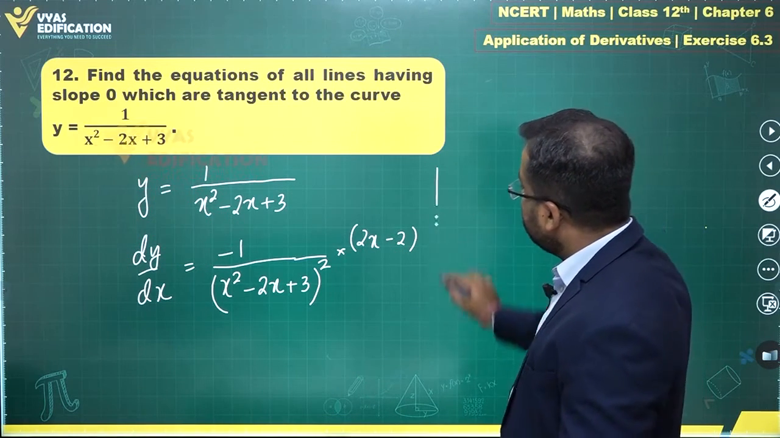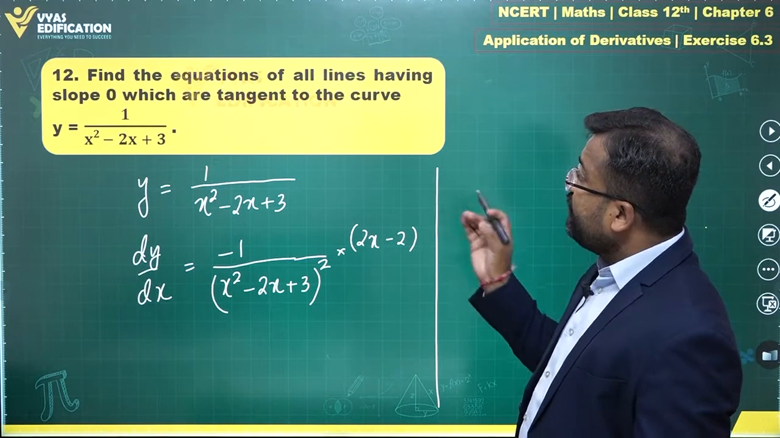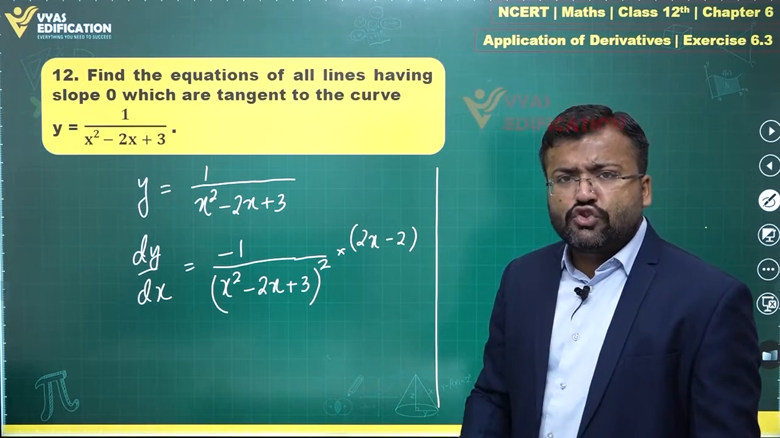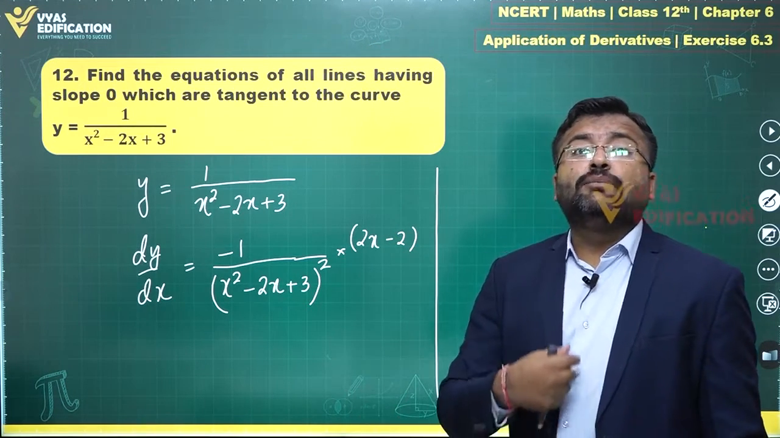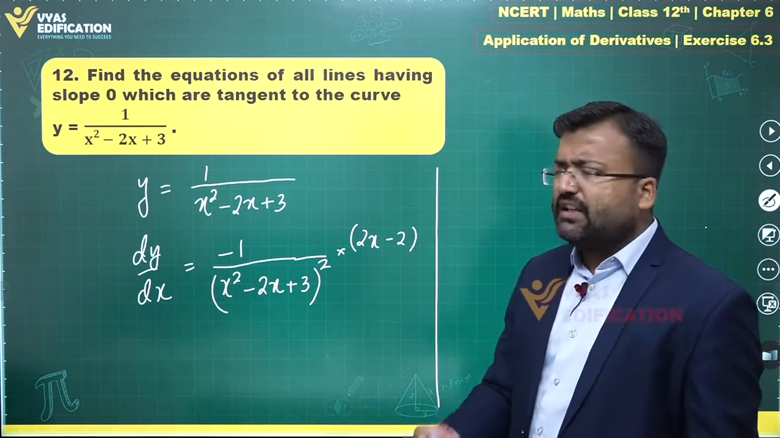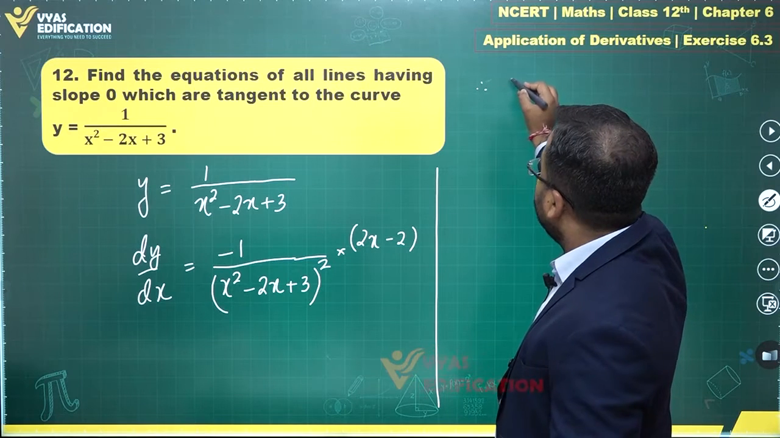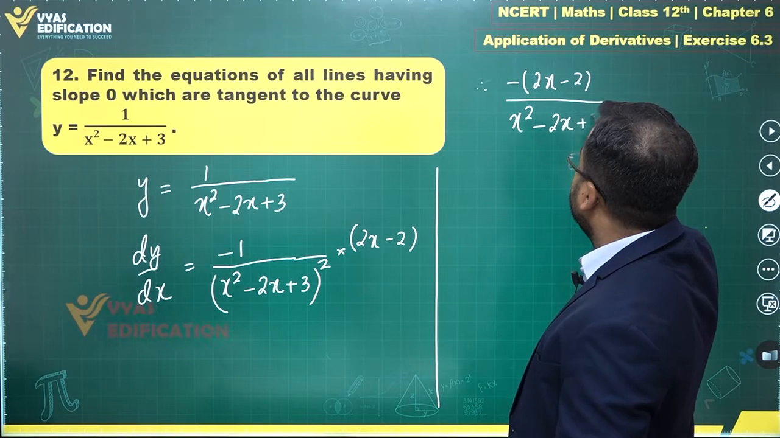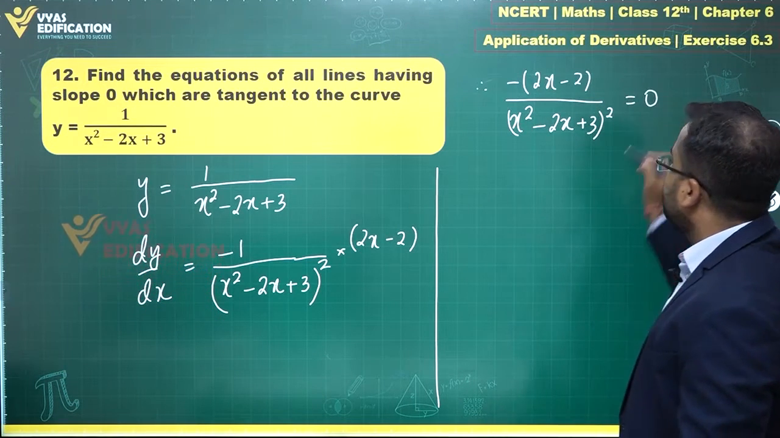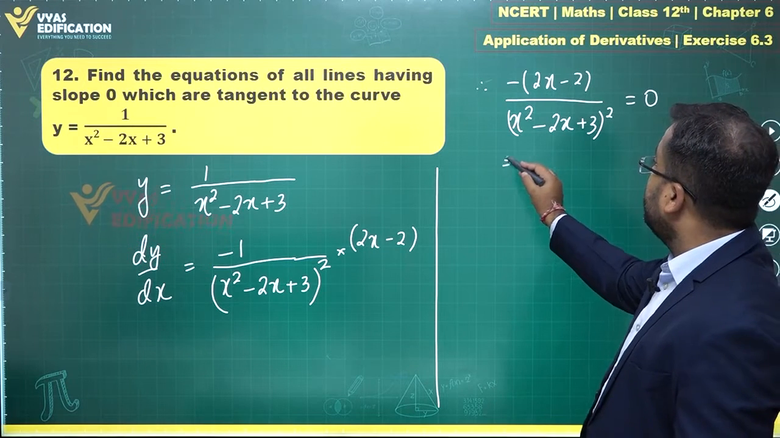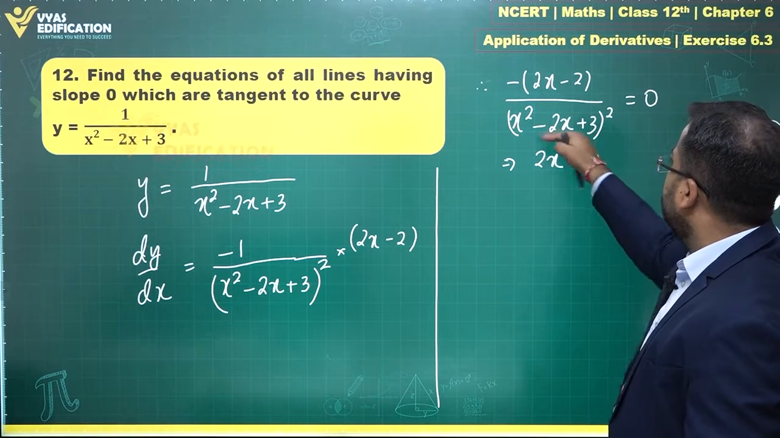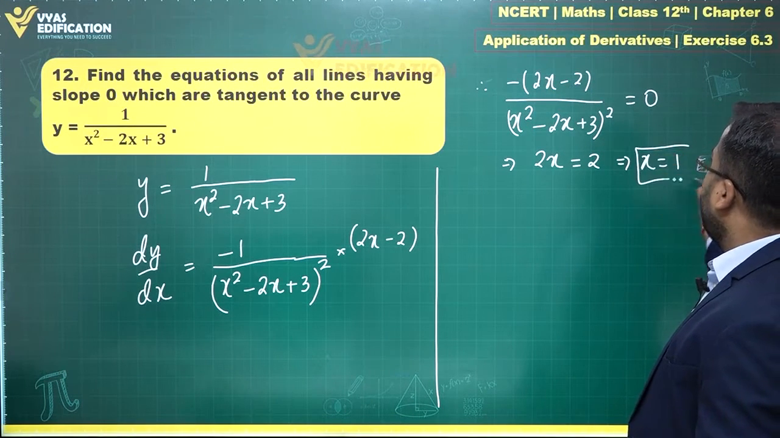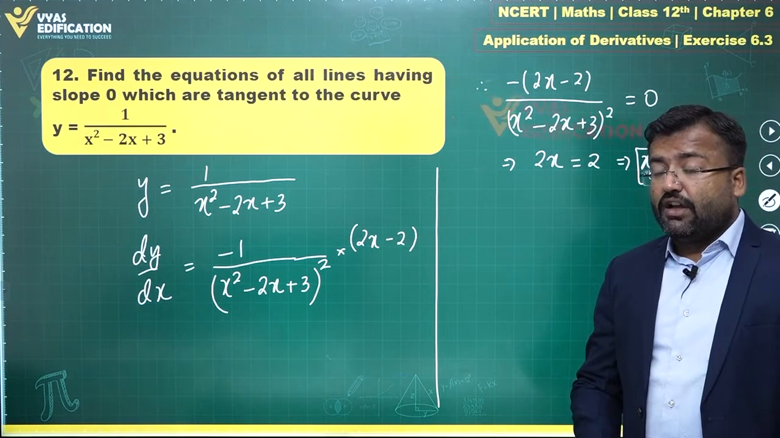This is the derivative, and then the question further says to find the equations of all lines having slope 0 which are tangents to the curve. So equating this slope to 0, we get the point, that is the value of x first and then the corresponding value of y. So minus of 2x minus 2 over x square minus 2x plus 3 whole square is equal to 0. On equating this to 0, this whole thing in the denominator goes away, so 2x is equal to 2, or x equals 1. With the help of this, I can easily get the point. I already have the slope.